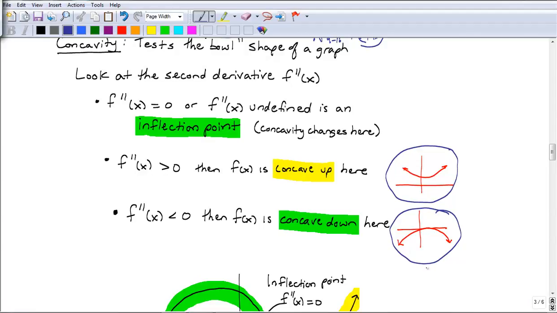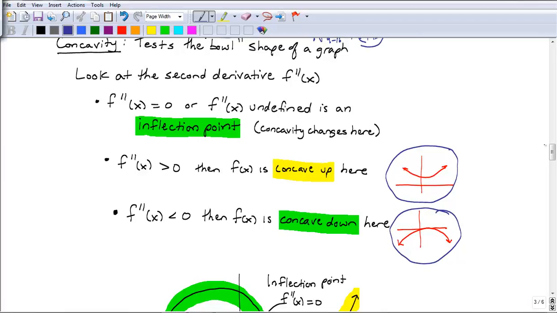So this is very analogous to the first derivative. Critical points are where the first derivative is 0 or undefined. Inflection points are where the second derivative is 0 or undefined. First derivative positive, increasing; negative, decreasing. Second derivative positive, concave up; negative, concave down.